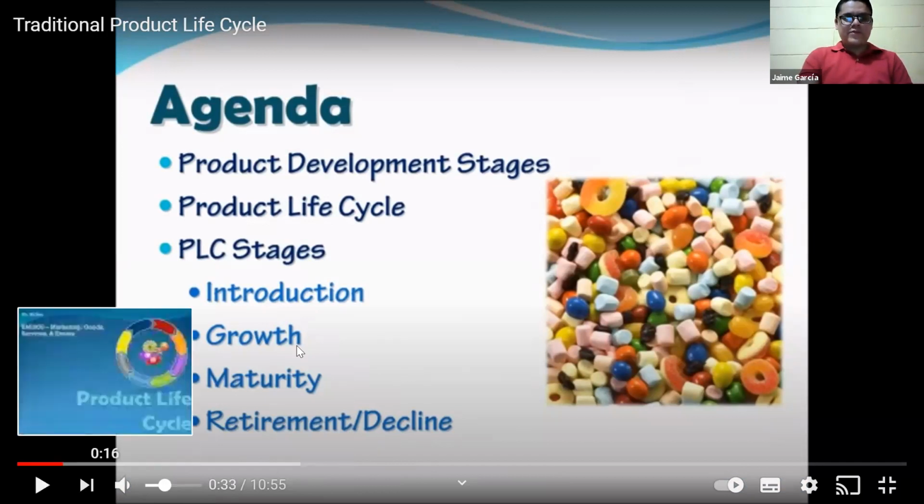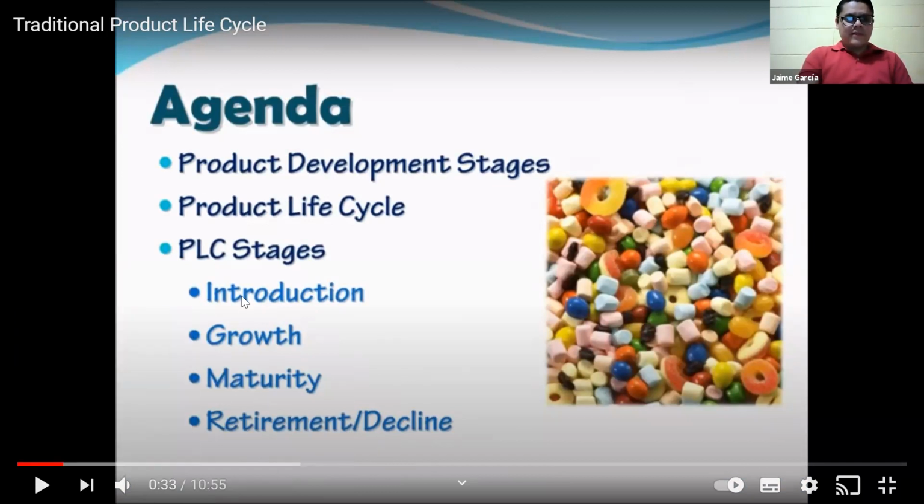Introduction. Right. So this is the agenda, right? And these are the stages. This is what Vicky was talking about, right? Introduction, the growth, maturity, the retirement, or the decline, right? Introduction, growth, maturity, and retirement or decline.